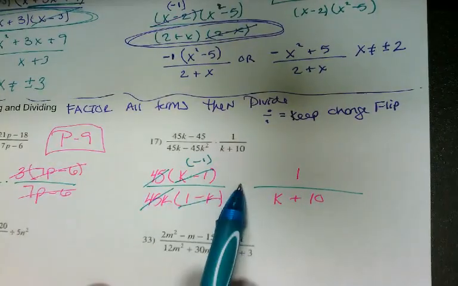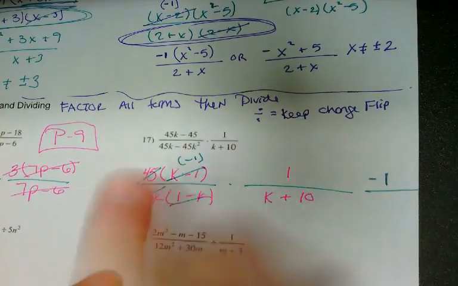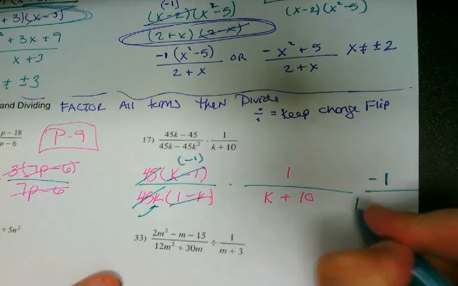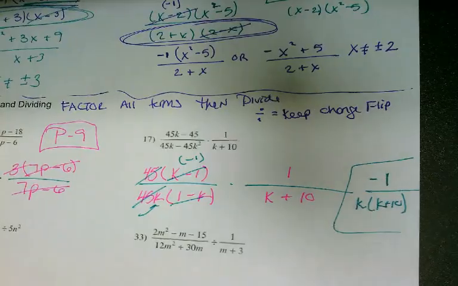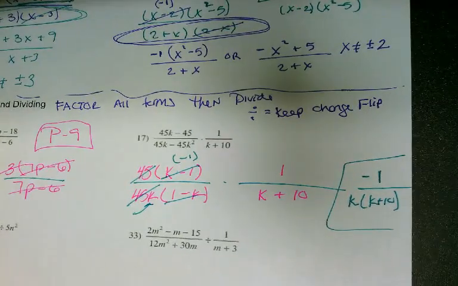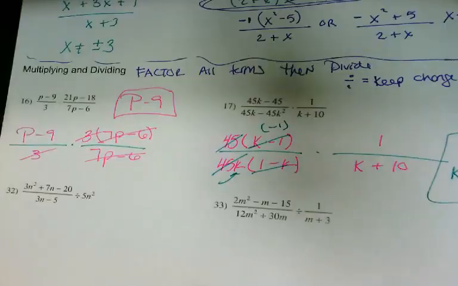So on top, remember, we're multiplying. Negative 1 times 1 is just negative 1. On the bottom, don't forget we have that lonely k there and the k plus 10. I'm just writing them next to each other, or again, you can multiply if you want. All right, bottom two here.